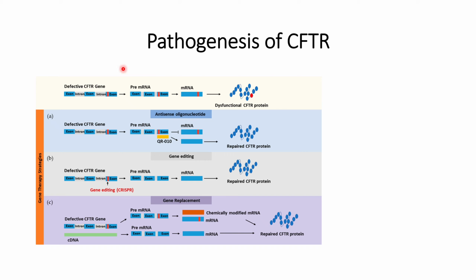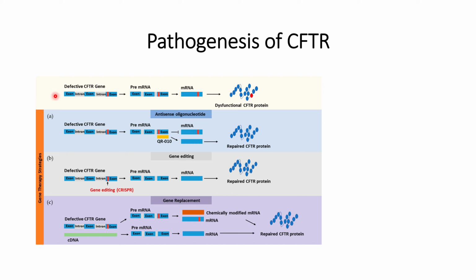In our previous video, we discussed what CFTR is, which is related to the cystic fibrosis problem, and in this video we will discuss the pathogenesis of CFTR, that is, what are the possible treatments or future possible treatments. So, CFTR is a gene that is responsible for the cystic fibrosis problem. This is an example that is shown here.